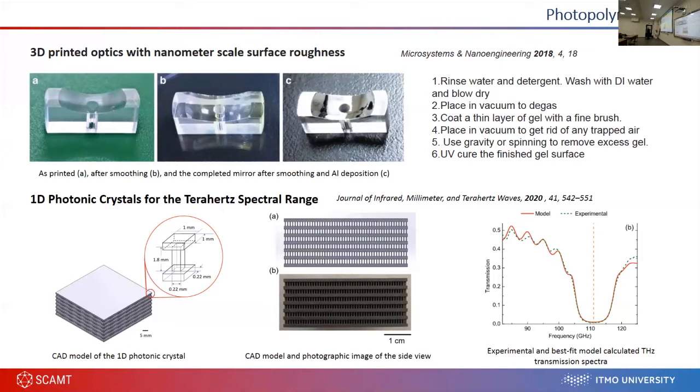If we want to make a photonic structure for the visible range, the period of the structure should be about 100 nanometers. But if we want to use the terahertz range, it's from 0.1 millimeter to 1 millimeter. So it's easier to fabricate such a structure because you don't need nanometer resolution.